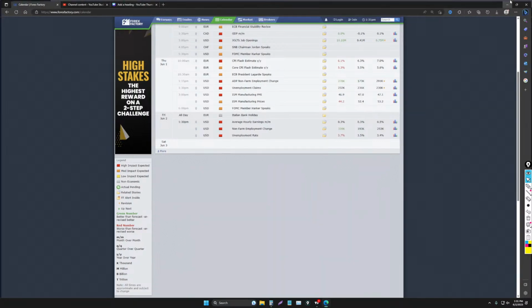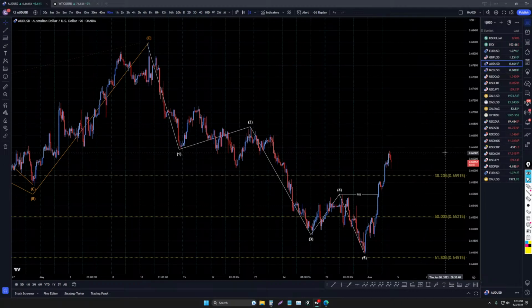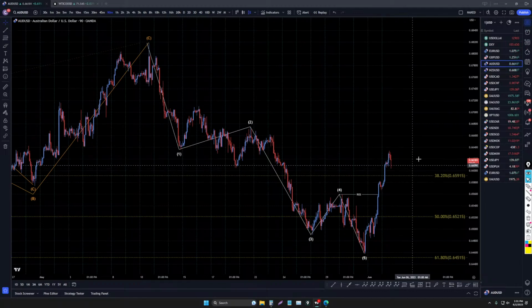I'm not really too concerned about whether the news came out positive or negative, because they do a lot of manipulation when it comes to the news. The news can be very, very positive and the dollar can just skyrocket down.